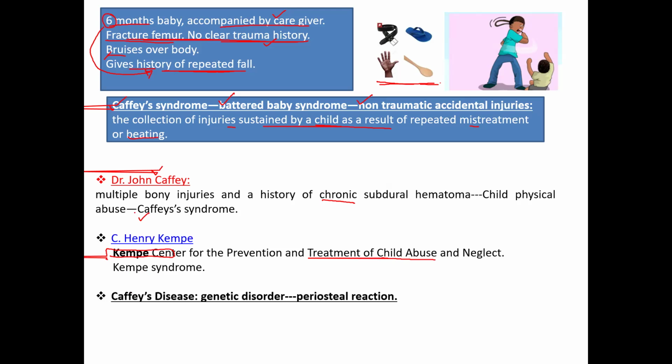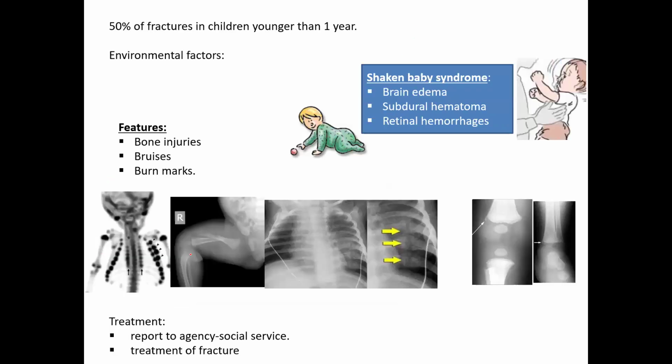Then you need to differentiate Caffey syndrome from Caffey's disease. Caffey's disease is completely different. It is a congenital condition where there is periosteal bone reaction. So Caffey's disease is congenital periosteal bone reaction present in babies, whereas Caffey's syndrome is non-accidental injuries or abuse injuries. So if the patient has a fracture at less than 1 year of age, the most common cause is child abuse.